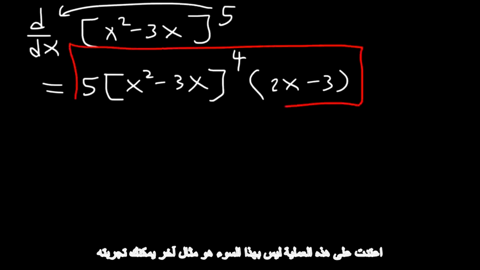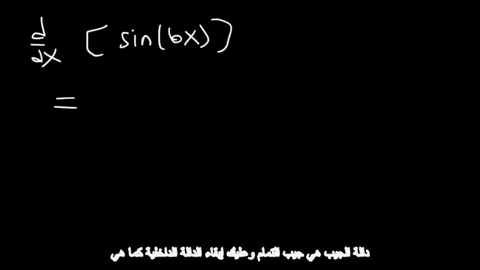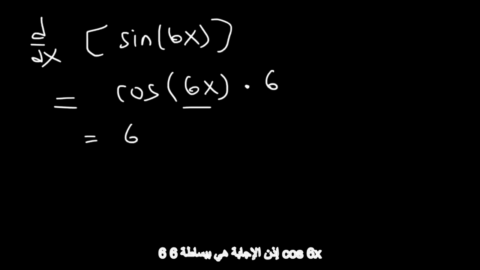Once you get used to the process, it's not that bad. Here's another example that you can try. Find the derivative of sine of 6x. The derivative of the outside part of the function, sine, is cosine, and you've got to keep the inside function the same. Then you multiply it by the derivative of the inside function. The derivative of 6x is 6, so the answer is simply 6 cosine 6x.